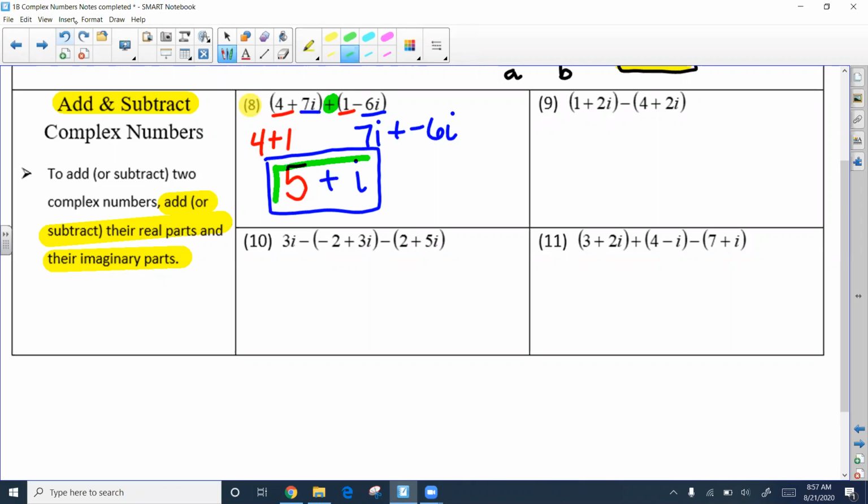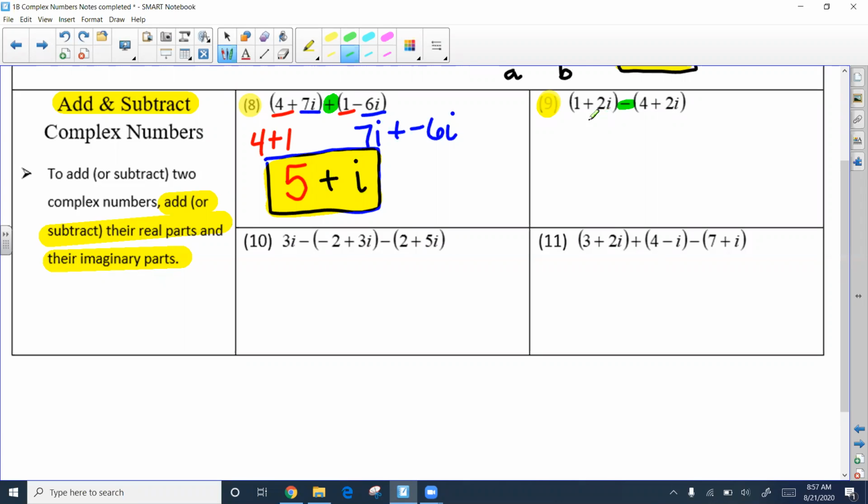Okay. So that's all we're doing when we're adding or subtracting. I know you would have done this in Algebra 2. The adding and subtracting should be fairly simple, adding especially. Now number 9, if we look at number 9, this one is subtracting. With subtracting, we just have to be careful that we're actually subtracting the two parts.